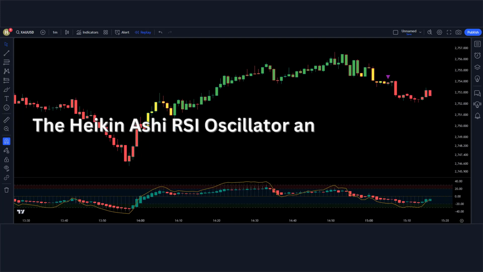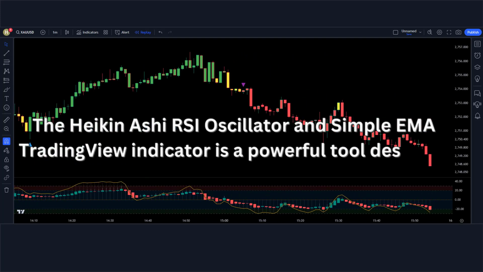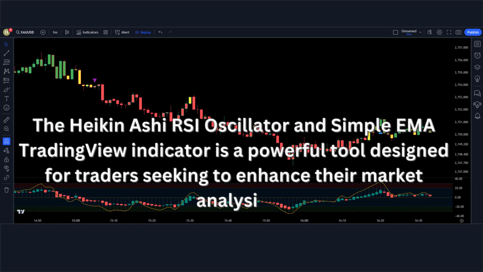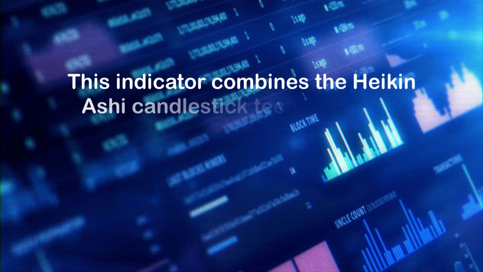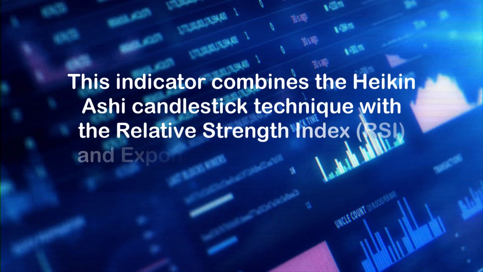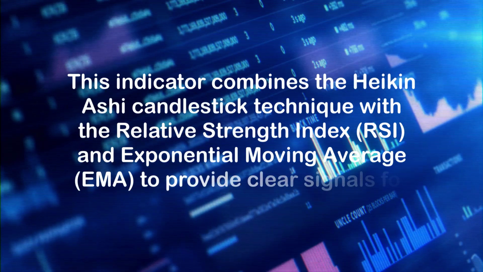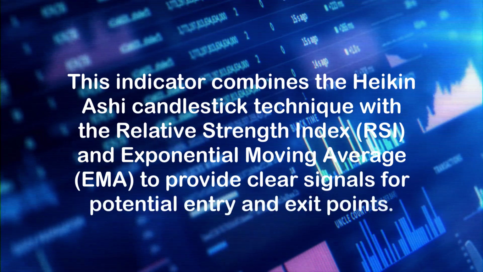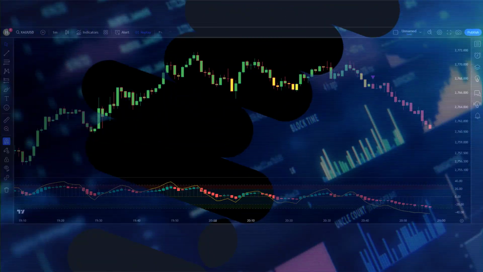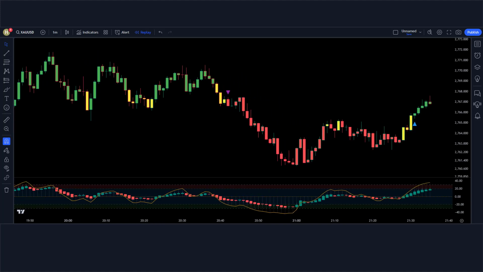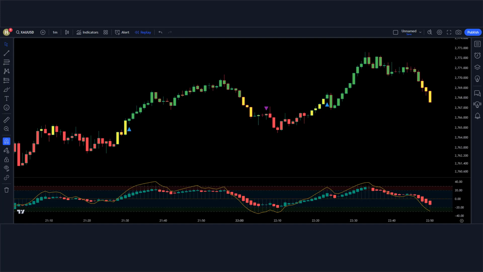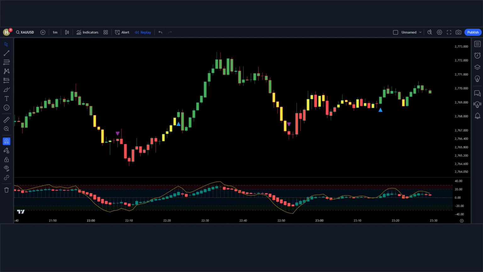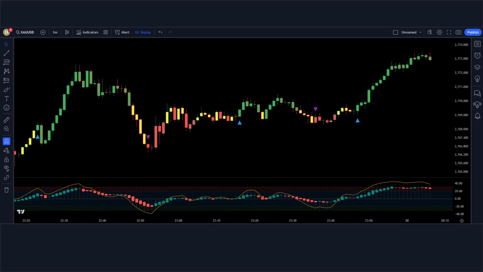The Heikin-Ashi RSI oscillator in simple EMA TradingView indicator is a powerful tool designed for traders seeking to enhance their market analysis. This indicator combines the Heikin-Ashi candlestick technique with the relative strength index, RSI, and exponential moving average, EMA, to provide clear signals for potential entry and exit points. By smoothing price data and filtering out market noise, it enables users to identify trends and reversals more effectively, making it an essential addition to any trading strategy.